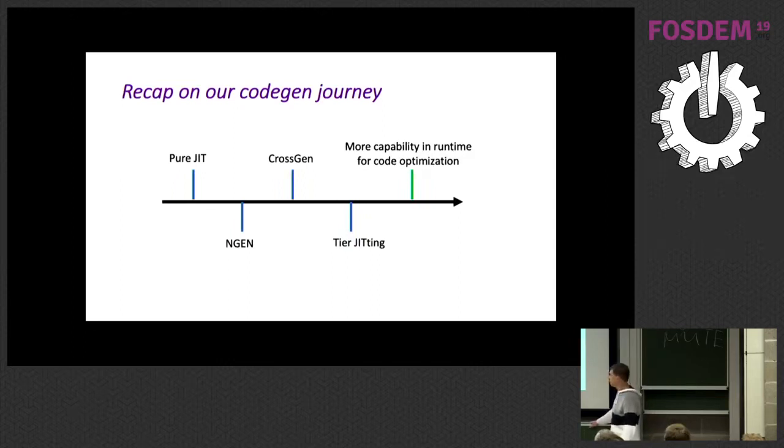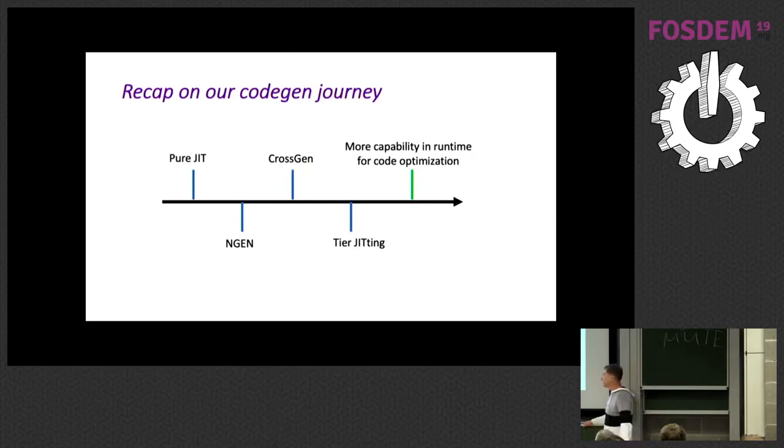So this is our codegen journey. We started with pure JIT, and we never shipped in that configuration because it's just not fast enough. And we built Ngen for the desktop, and that did not get us across to the cloud scenario, nor to Linux. So that's why we got CrossGen here, right? And then further down, trying to repair CrossGen's degradation, we built tiered JITting.